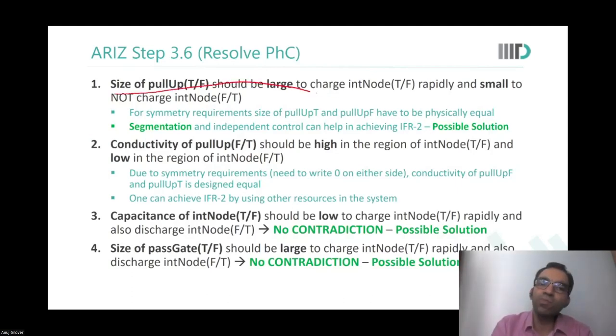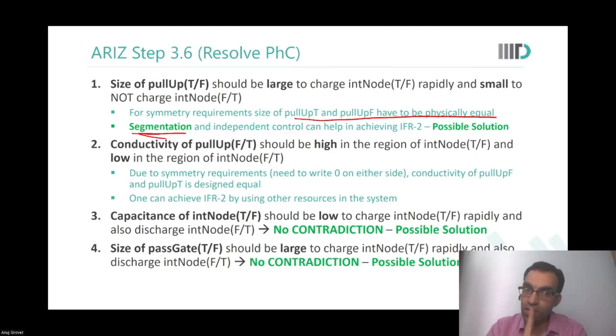For example, size of pull-up S should be large to conduct, but small. So for symmetry requirements, pull-ups have to be physically equal. But I could possibly use the principle of segmentation because I know that I could separate in space. If I can separate in space, then the inventive principles I could use there were segmentation. If I could segment and evolve an independent control for pull-up T and pull-up F, then I could have an answer. So there's a possible solution over here.